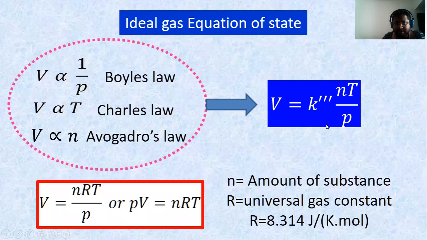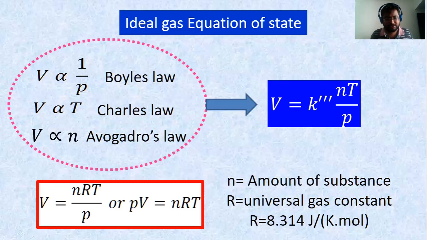Once you combine them, you get volume equal to some constant times nT by P. This n came from here, T comes from here, and P comes from there. Now, what is the meaning of this constant? The constant is known as the universal gas constant, and it has a value of 8.314. This constant is replaced with R, which is widely used. So the final equation is V equals nRT by P, or quite famously, PV equals nRT.